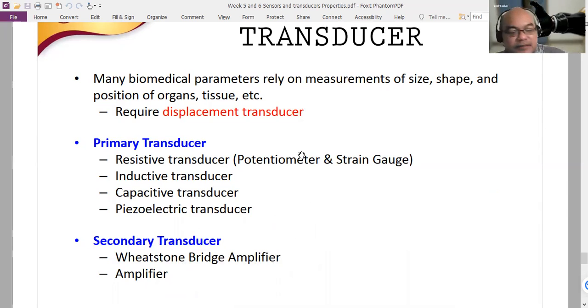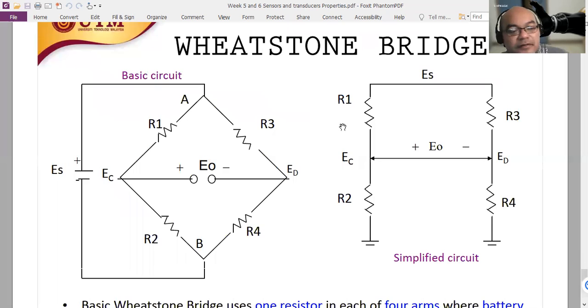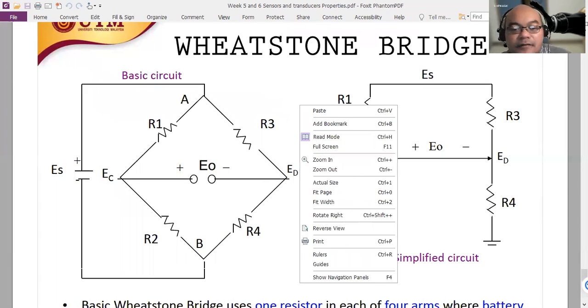This is just an introduction about one of the most common secondary transducers, which you will also use a lot in your research, your classes, and your practice. So the Wheatstone bridge is basically a combination of two voltage dividers. Normally, we can convert a resistance change using a simple voltage divider.